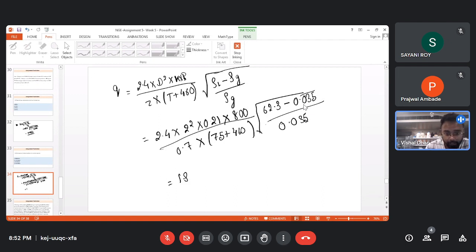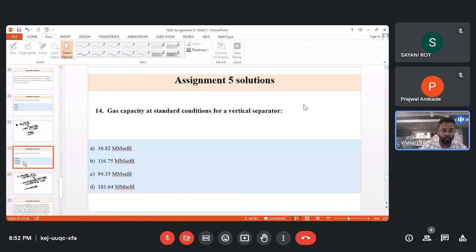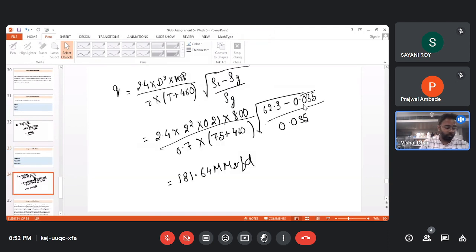the answer I am getting is 181.64 mmSCFD. So 181.64, the correct option is option D, 181.64 mmSCFD. Quickly note down, then we'll be going to the last set of questions. Another two questions are left.